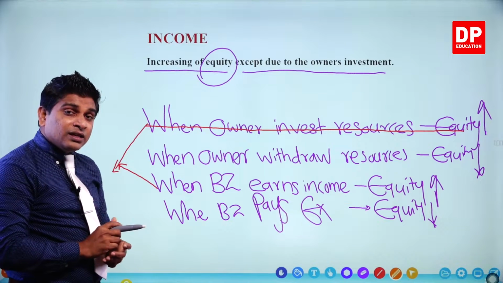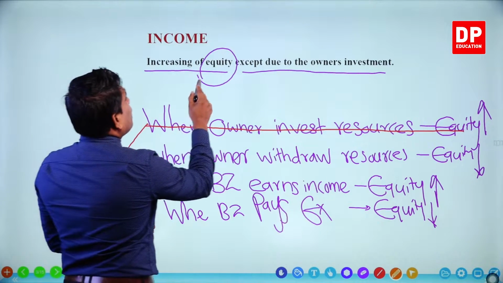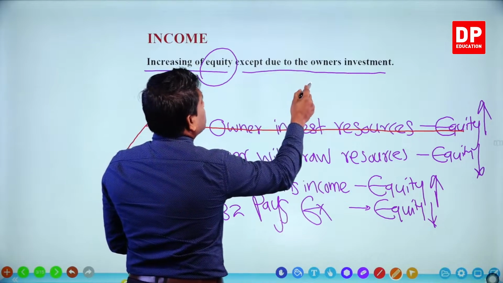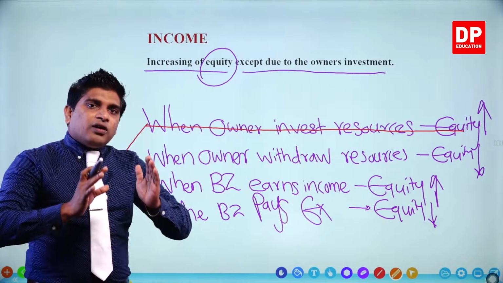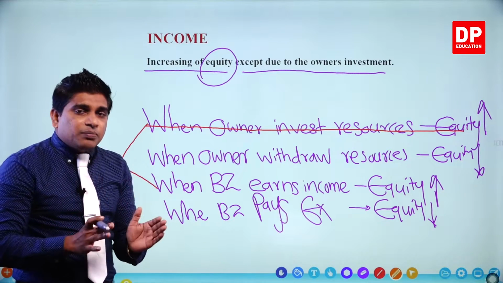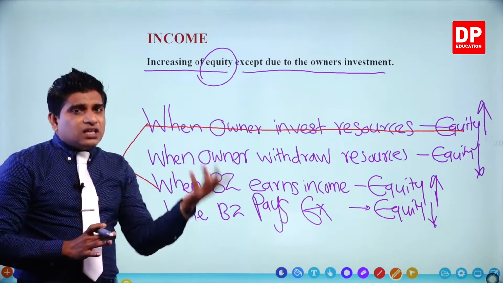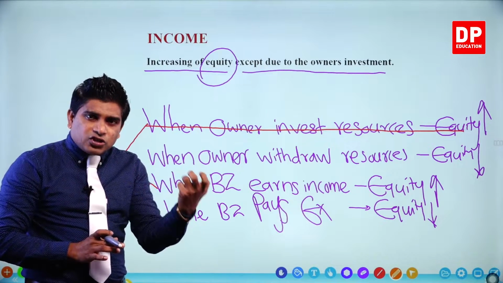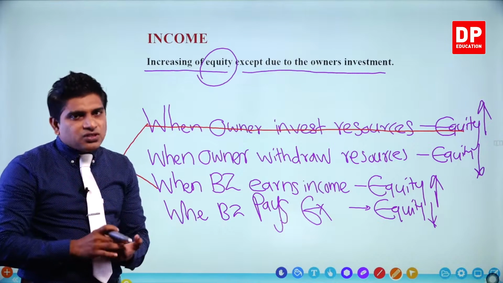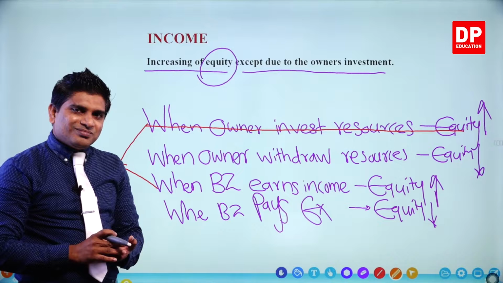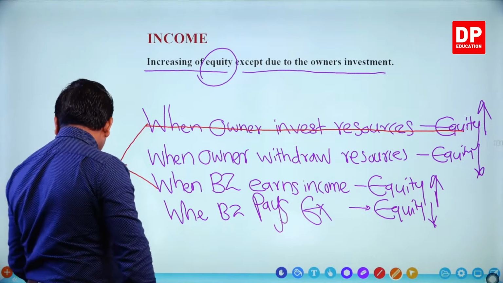Now you remember the definition for income. What is this? Increasing of equity except due to the owner's investment. Without any investment, if your equity increases, then it means what? Income. It means income. Now the next one.